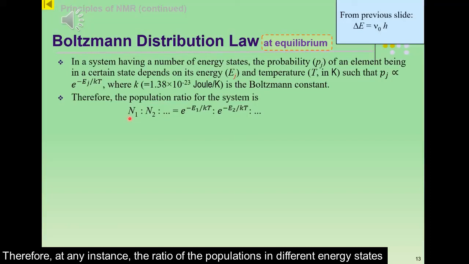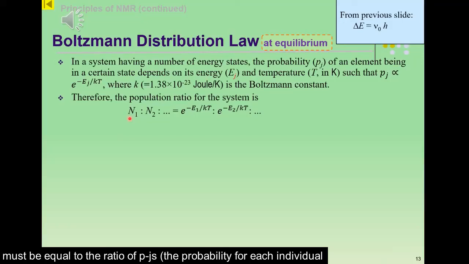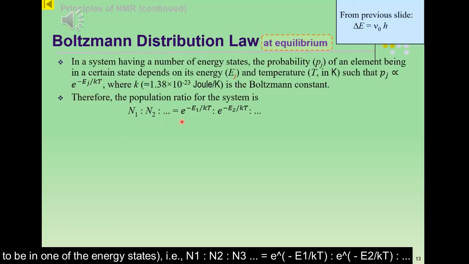Therefore, at any instance, the ratio of the population in different energy states must be equal to the ratio of Pj's, the probability for each individual to be in one of the energy states, i.e. N1 over N2 over N3 and so on is equal to e to the power of minus E1 divided by KT over e to the power of minus E2 divided by KT and so on.